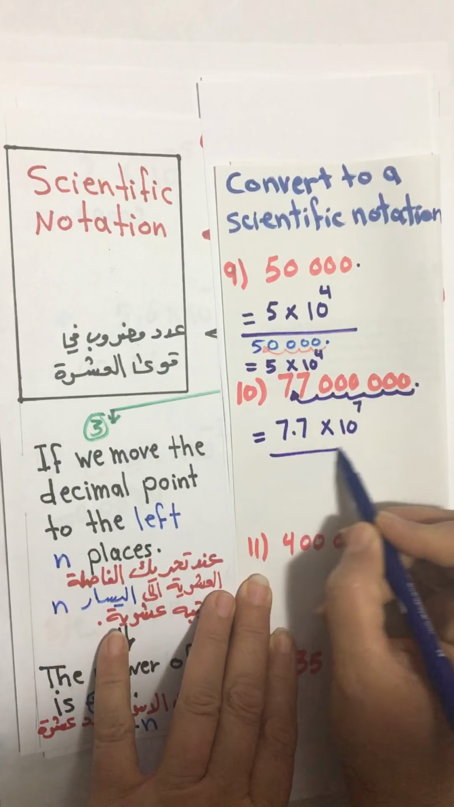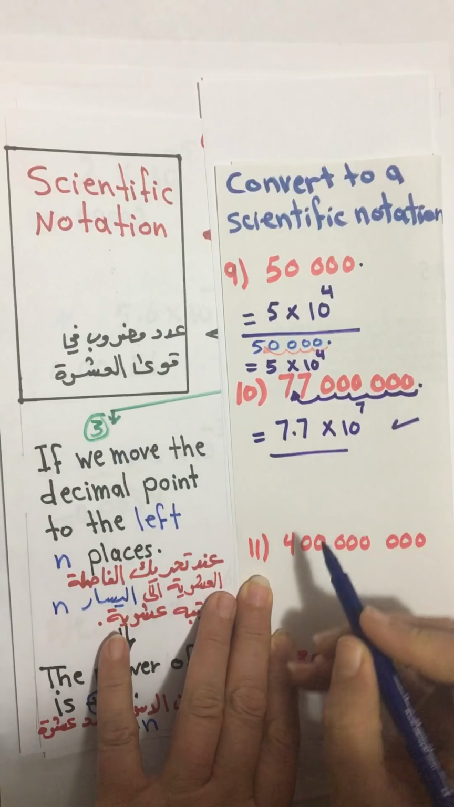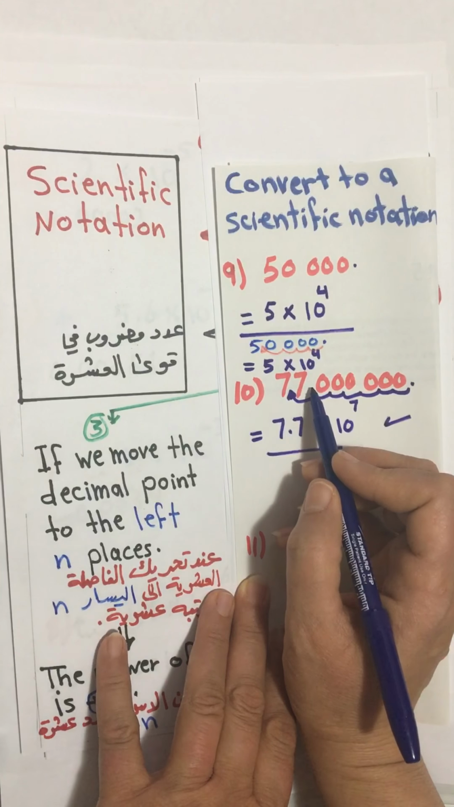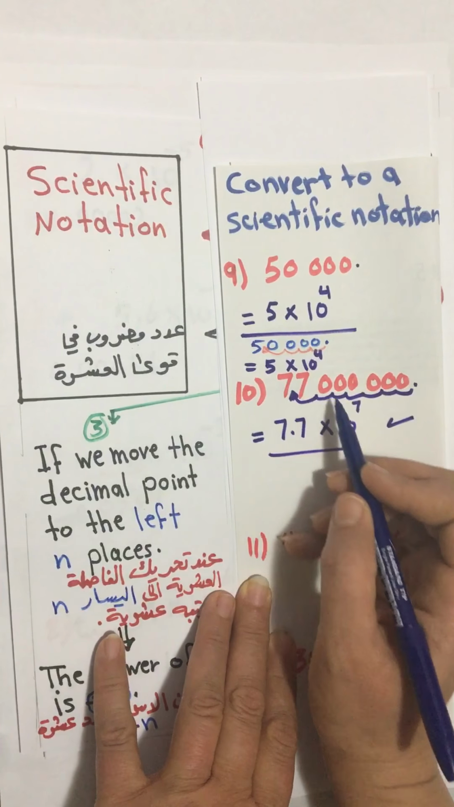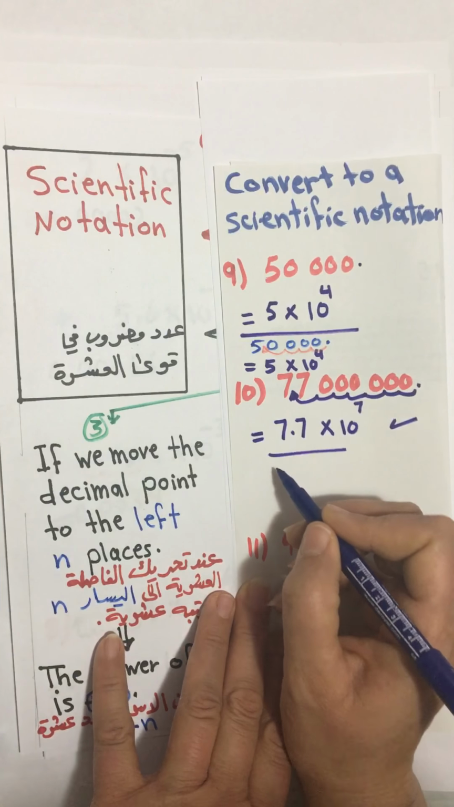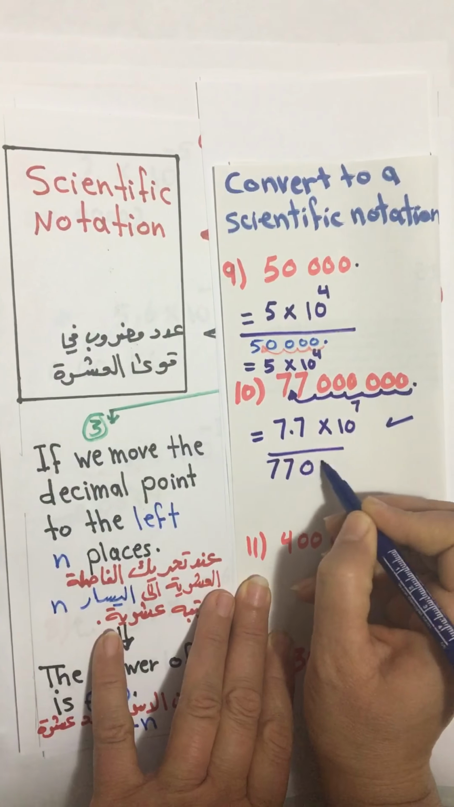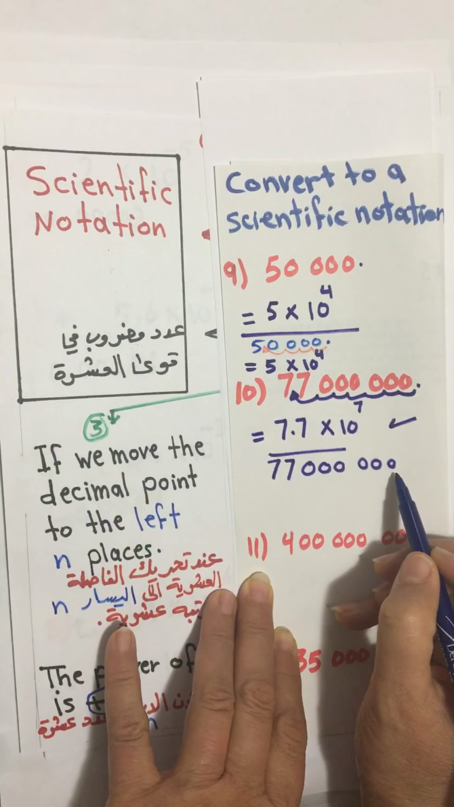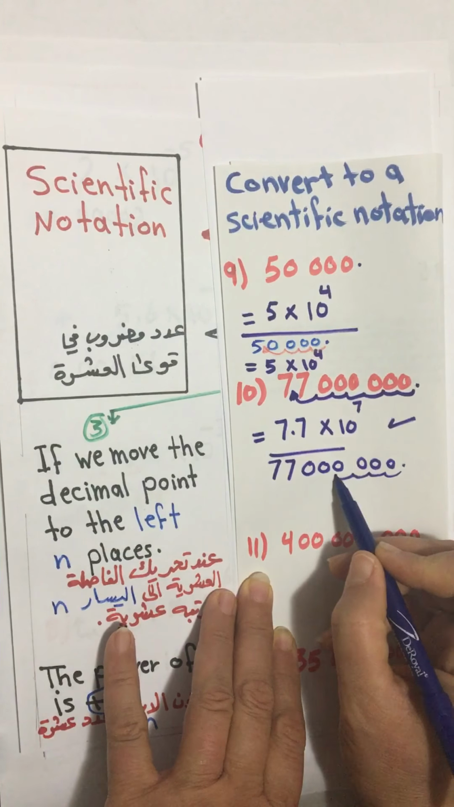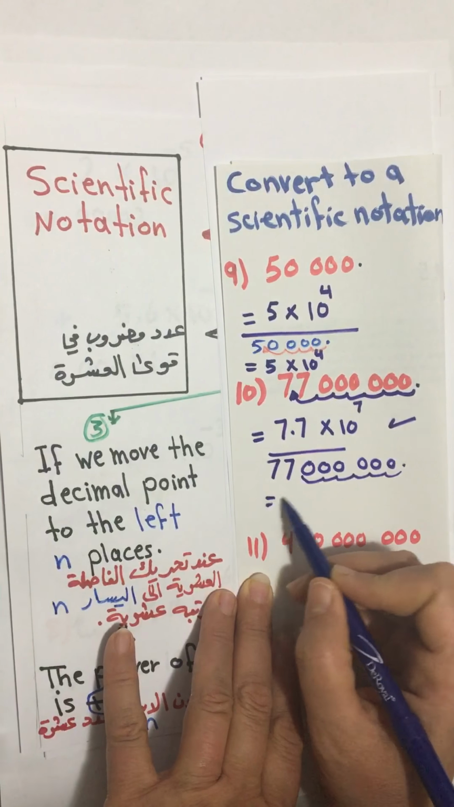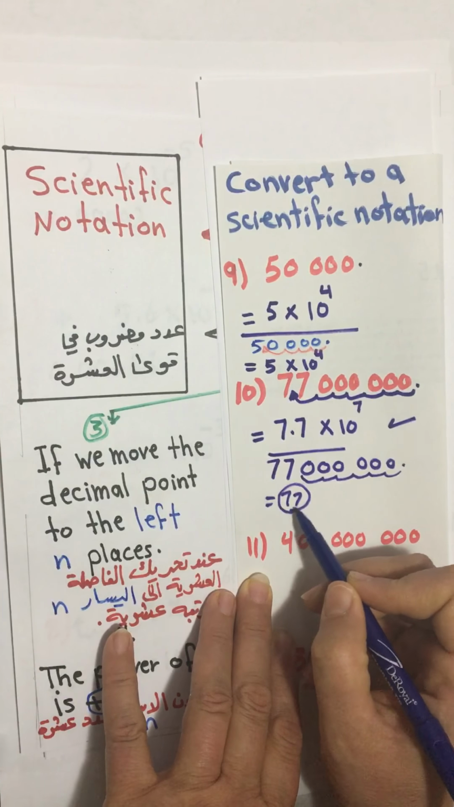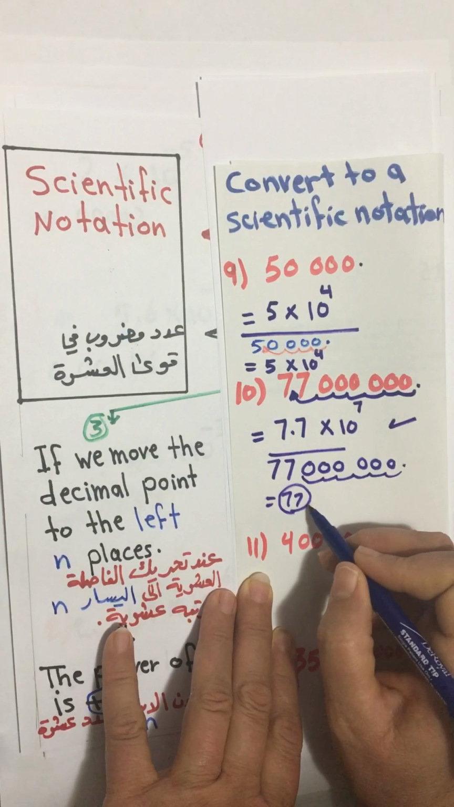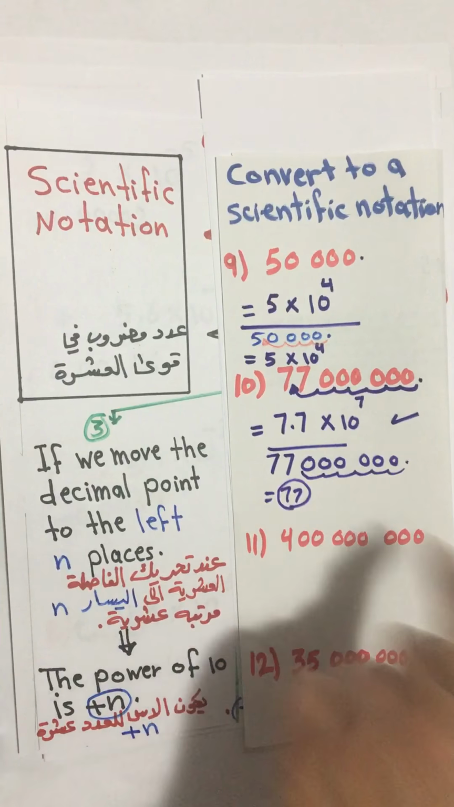I can't make it as this, this is not the correct answer. If we move the decimal point, for example, 1, 2, 3, 4, 5, 6, the answer is going to be 77, and this number is not between 1 and 10. This is greater than 10.